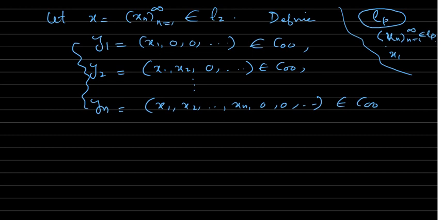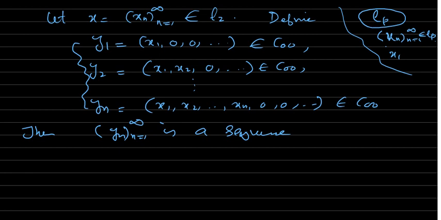To wahi yahan par hai, Y1 bhi ek sequence hai, C00 mein, Y2 bhi ek sequence hai, which is in C00, Yn itself a sequence. So yn, n runs from 1 to infinity, is a sequence in C00 because iski jo pehli entry hai wo C00 mein hai. Let me see how do I write it?